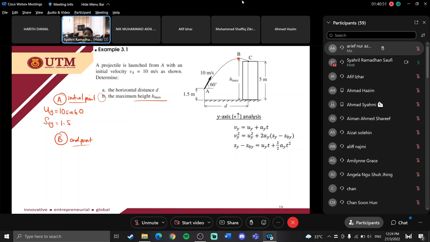Since it's the maximum height, you know Vy at point B should be equal to 0, because at the maximum height there is a change in direction. So Vy is equal to 0. Then at the maximum height you have Sy. So I think this is the information. What else do you need for the maximum height? Do you still need the time at point B to determine the maximum height?